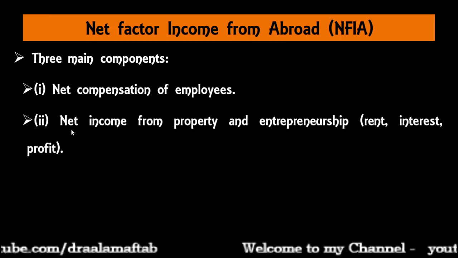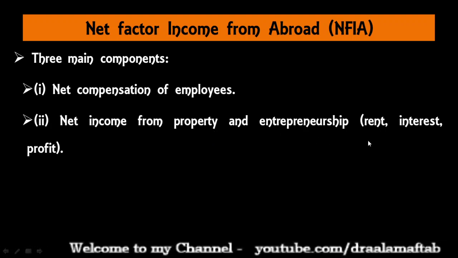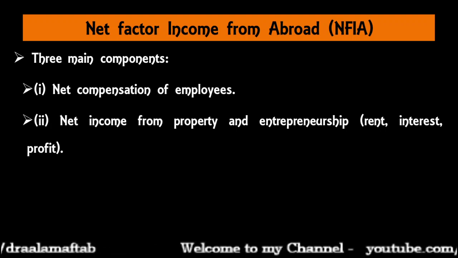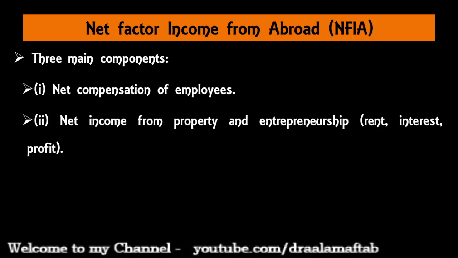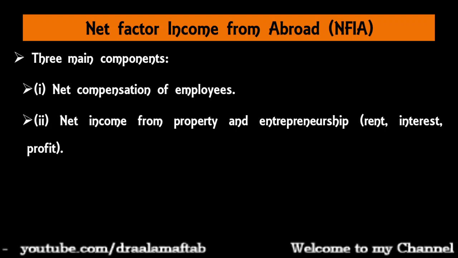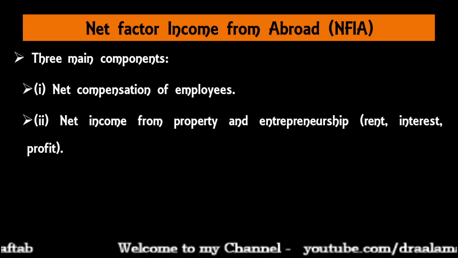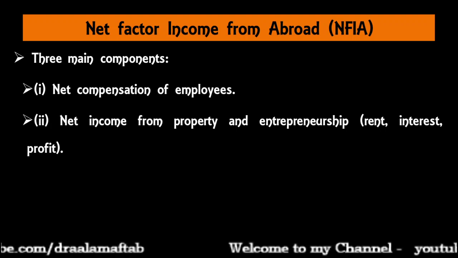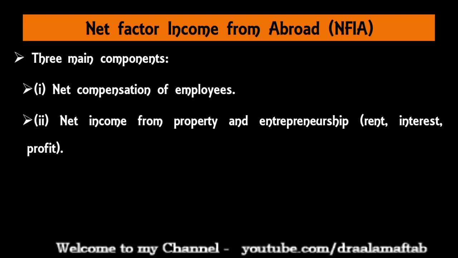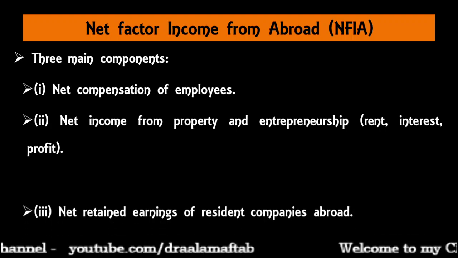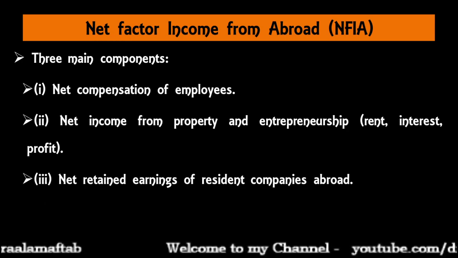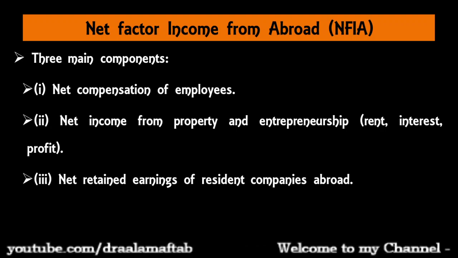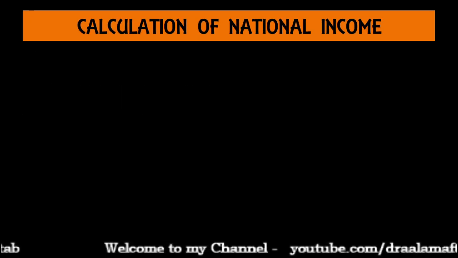The second component is net income from property and entrepreneurship. So you can earn income from your property as rent, from your capital, that is interest, and from entrepreneurship, that is profit. So for net income, here also you need to find out the net. Indians earning rent, interest, profit abroad, and foreigners earning the same thing in India will be deducted, and you will get the net income from property and entrepreneurship. And the third component is net retained earnings of resident companies abroad. Here also we will apply the same formula and calculate. So these three are the important components of net factor income from abroad.